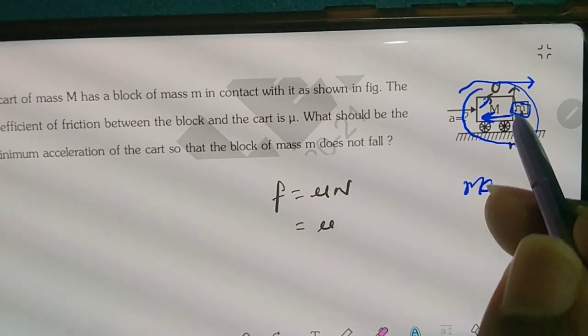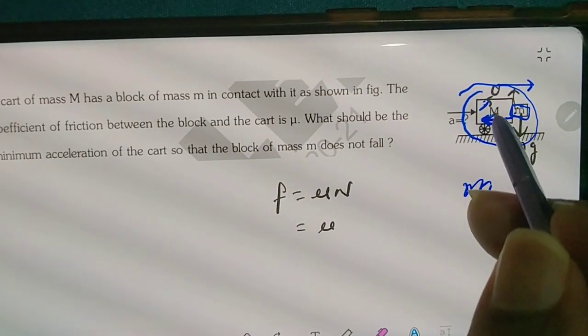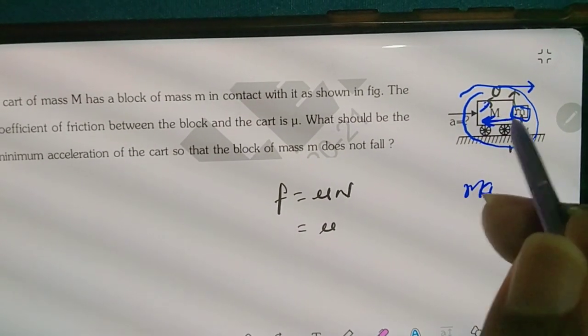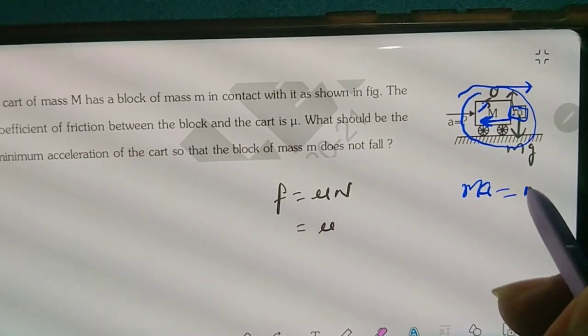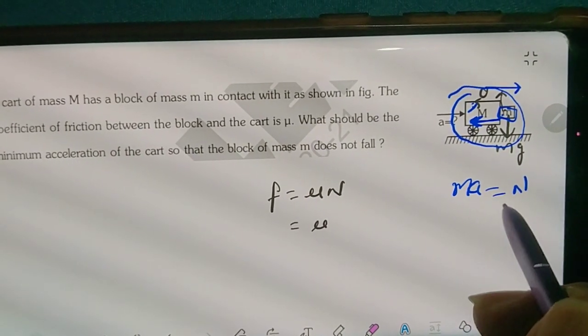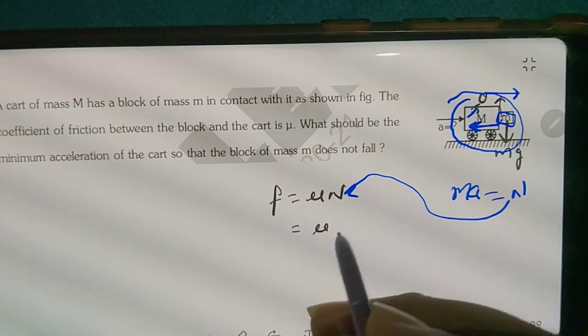So this small m is exerting this much force, m a, on capital M. So capital M will also give a normal reaction on small m of the same amount. So this is the normal reaction force which is acting between capital M and small m. So put this value here.